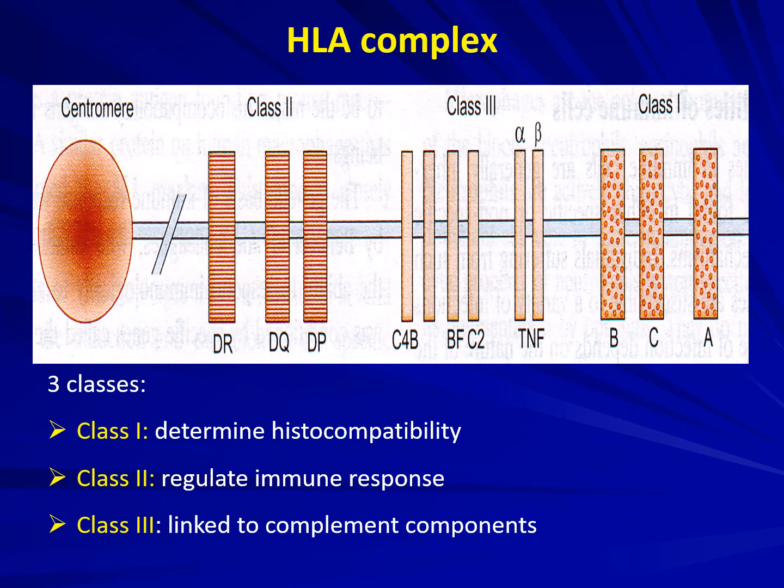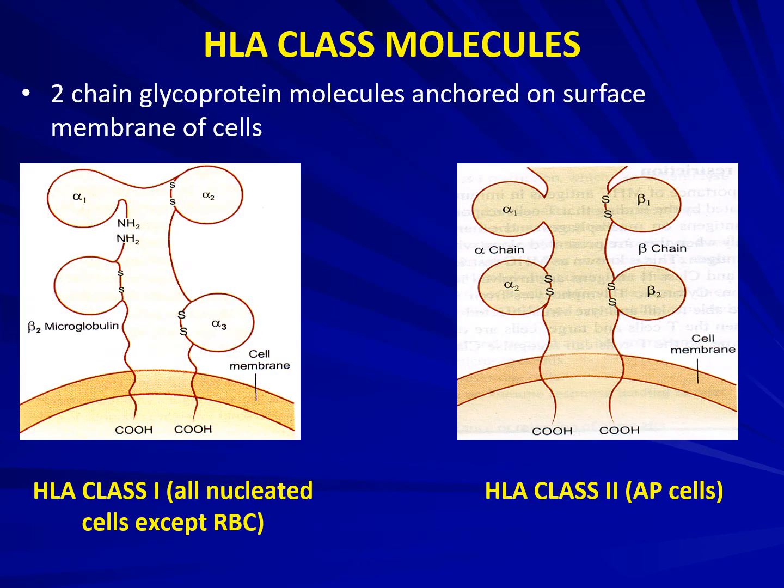It has three classes, class 1, 2 and 3. Class 1 determines histocompatibility. Class 2 regulates the immune response. And class 3 is linked to complement components. So there are two classes of HLA, class 1 and class 2. HLA class 1 is present in all nucleated cells except RBCs, attached on the surface membrane of the cells. It has alpha 1, alpha 2 and alpha 3 chains and a beta 2 microglobulin chain. And the antigen sits on the groove between alpha 1 and alpha 2.